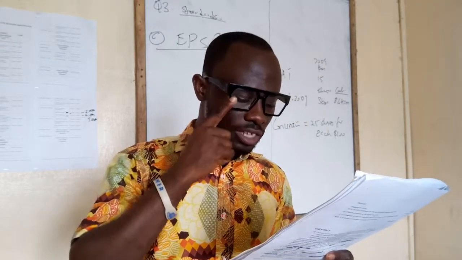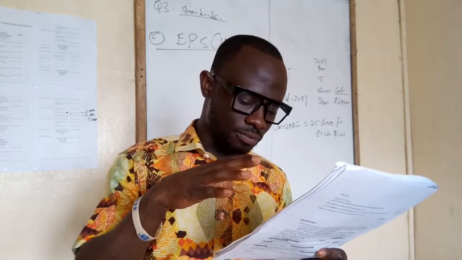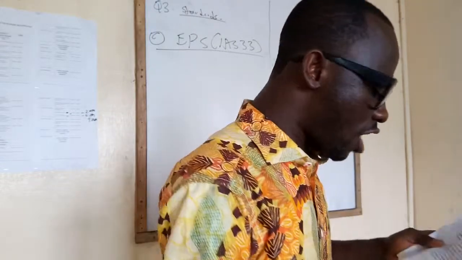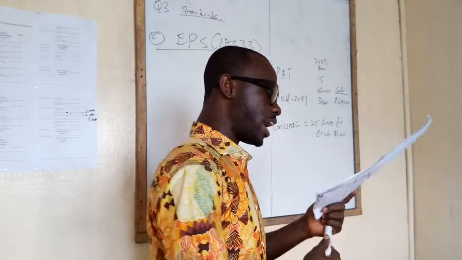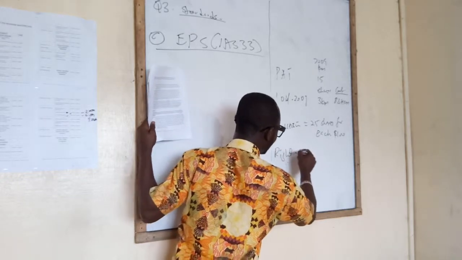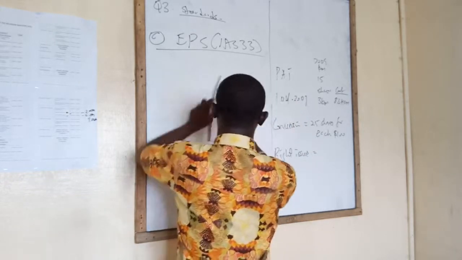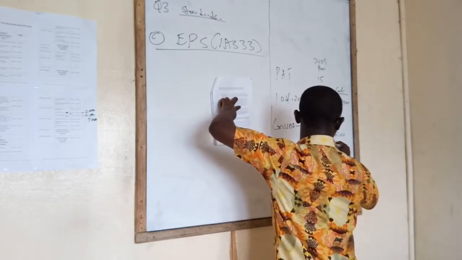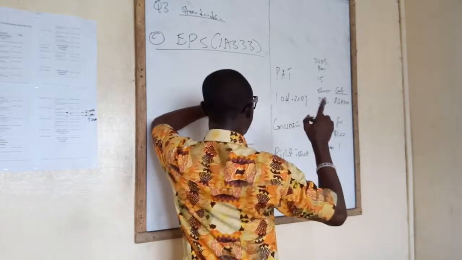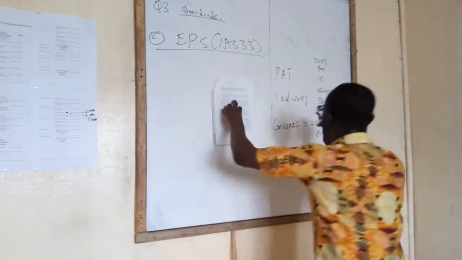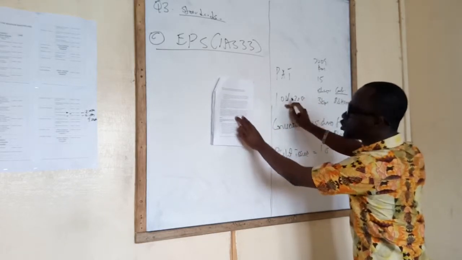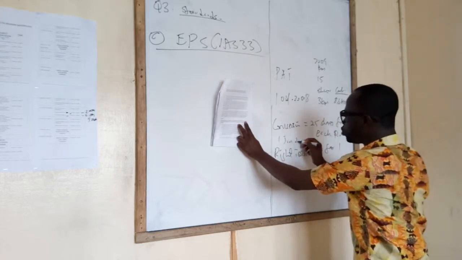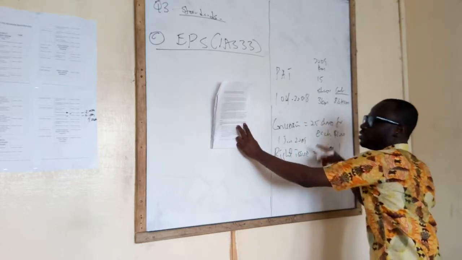On 1st January 2009, the company made a fully subscribed rights issue of 1 new share for 4 shares outstanding. So there is also a rights issue. I like the question. 1 for every 4 shares outstanding. So remember, the year start is 1st October 2008, and the rights issue was done on 1st January 2009.